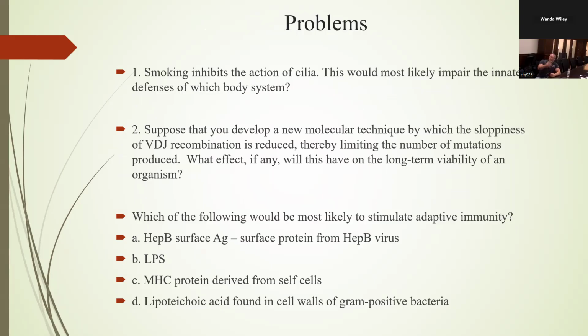So if you think about smoking and that kind of stuff, which part of the innate immune response would it impair? We talked a little bit about the VDJ recombination and how having this sloppiness is a benefit for us in the context of generating new responses against pathogens. And then some small questions down here, just to think about which of these things would most likely be able to stimulate an adaptive immune response. So I'd be happy to take any questions right now if we've got any.